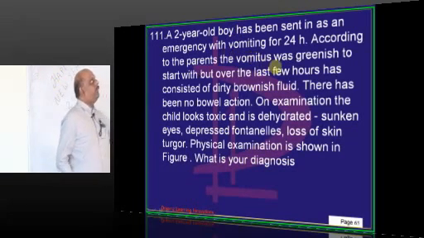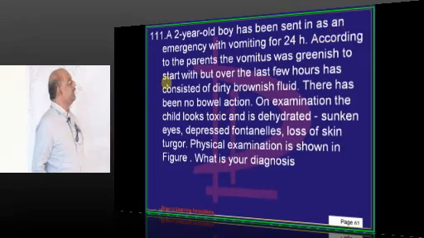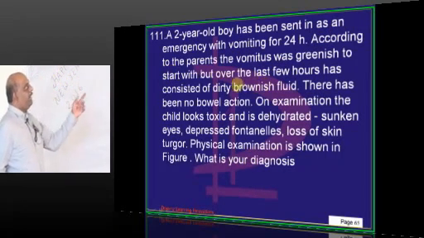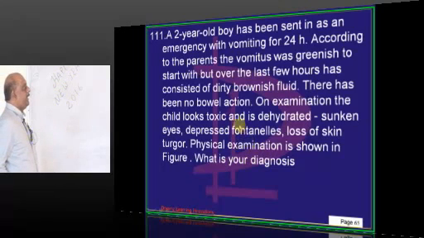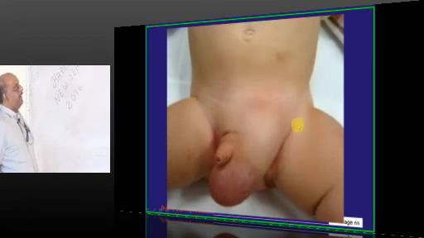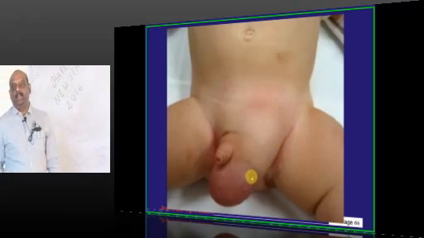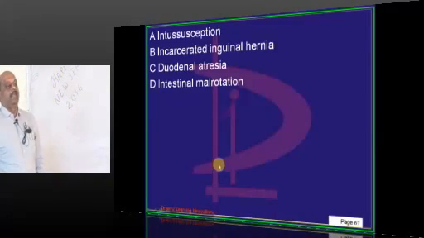A 2-year-old boy has been sent with vomiting for 24 hours. Greenish to start, but over the last few hours became brownish. Depressed fontanelle are there. Then what do you see here? Incarcerated inguinal hernia classically.